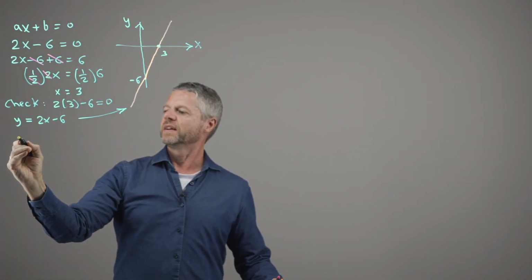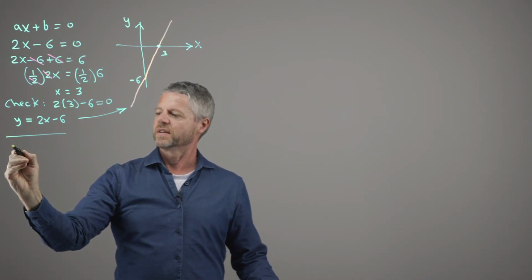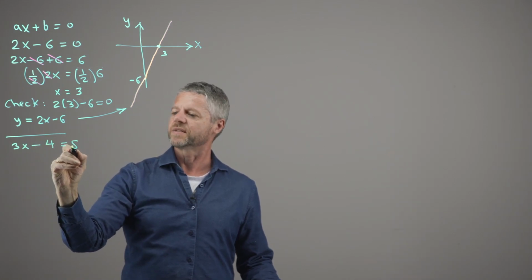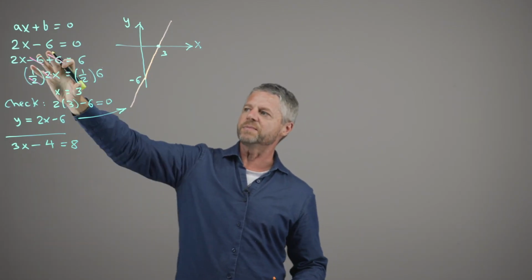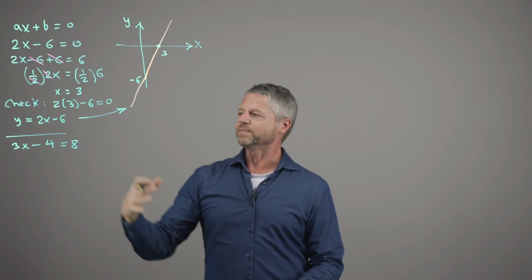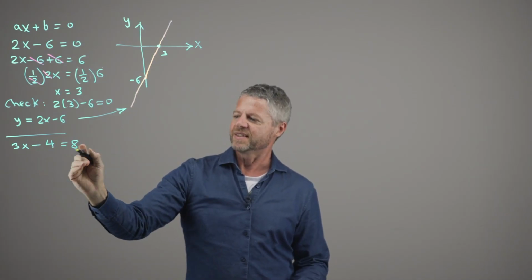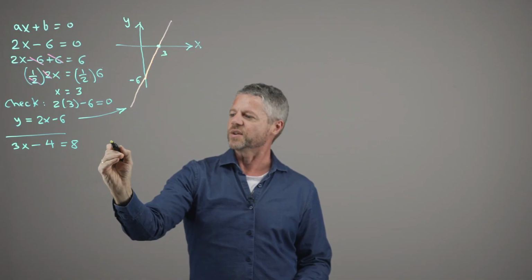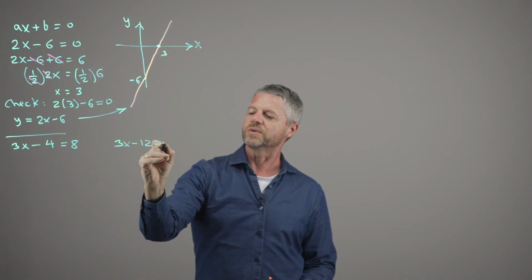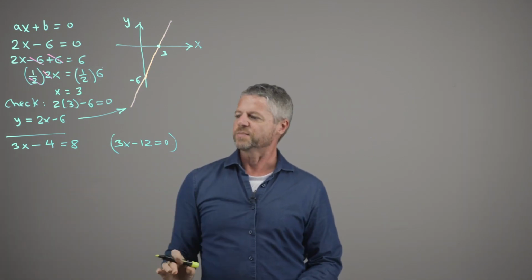So let's solve 3x minus 4 equals 8. So the form of this example is a little bit different to the earlier form because I don't have 0 on this side. But this is equivalent to, if I wanted to make 0 on this side, if I subtract 8 from both sides, I could have 3x minus 12 equal 0. But I'm going to start with this expression instead.